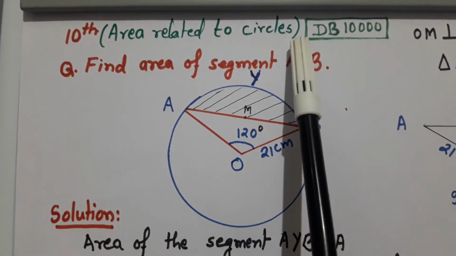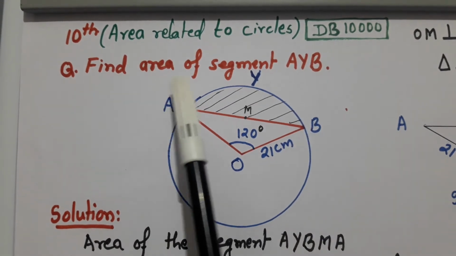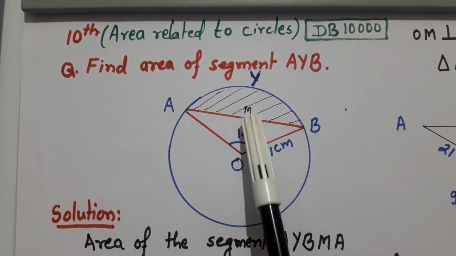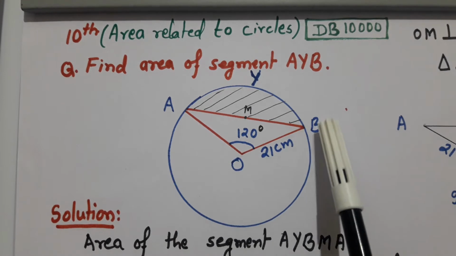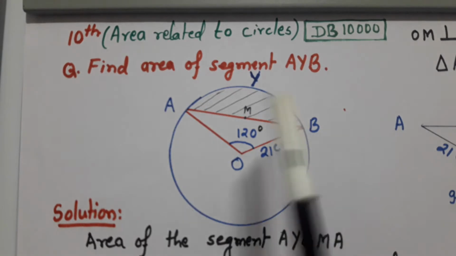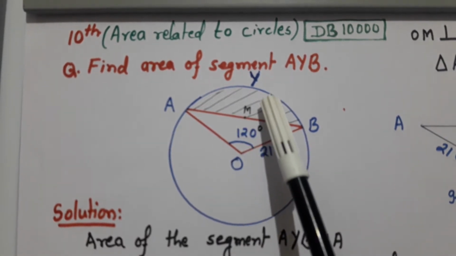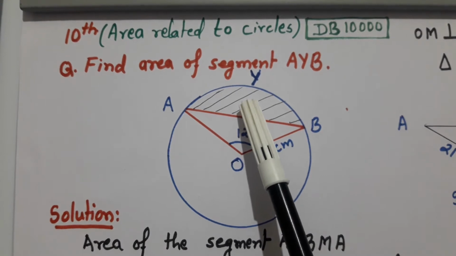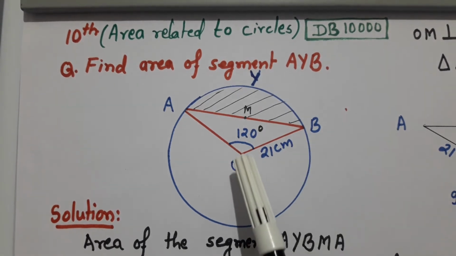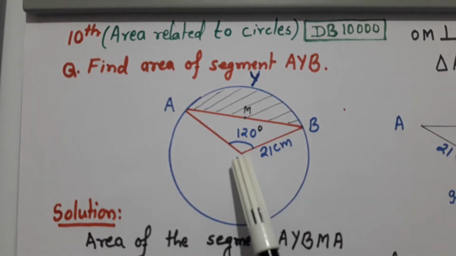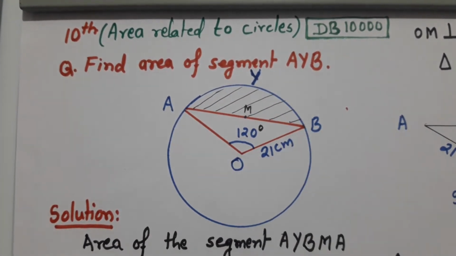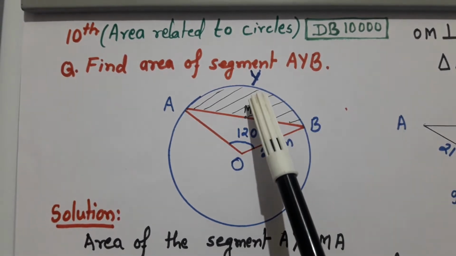In the area related to circle, we have to find the area of the segment AYBMA. This is the segment. This segment is equal to the sector OAYBO. This is the sector and this is the segment.